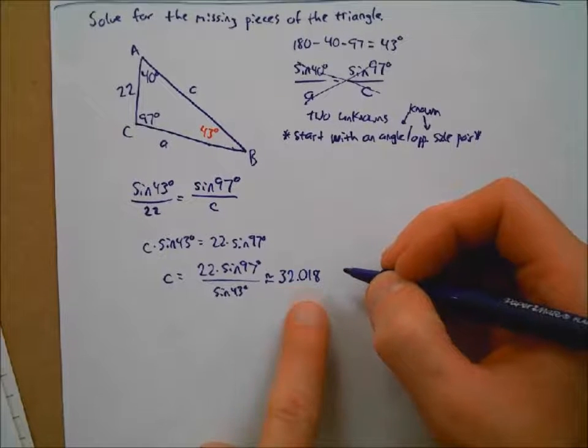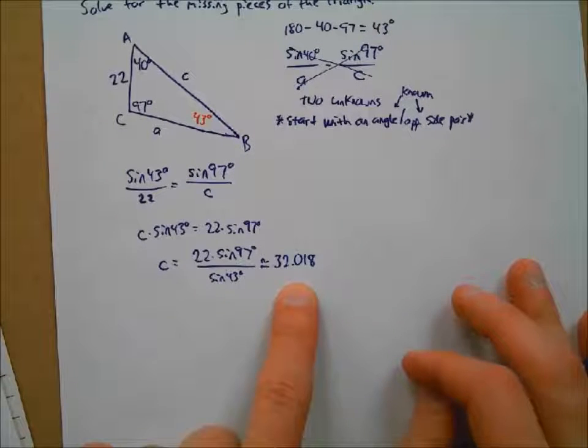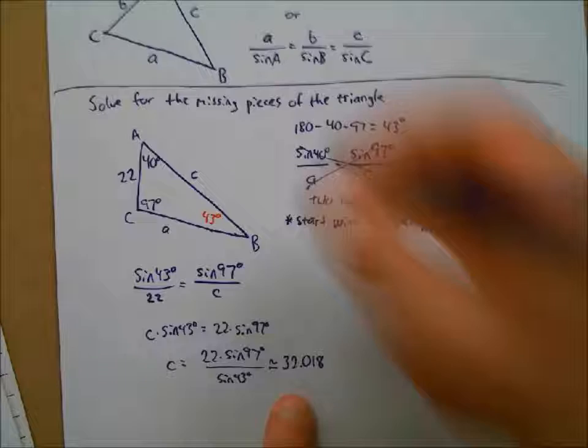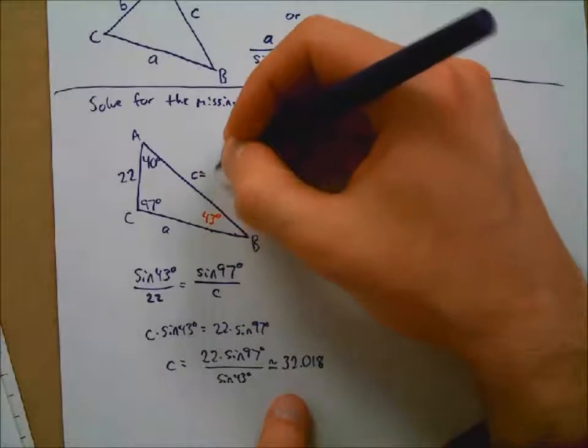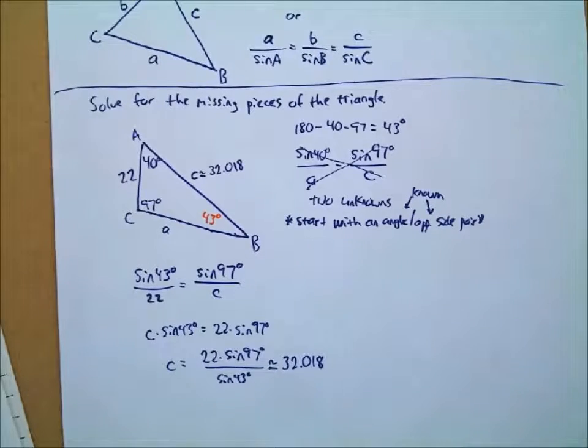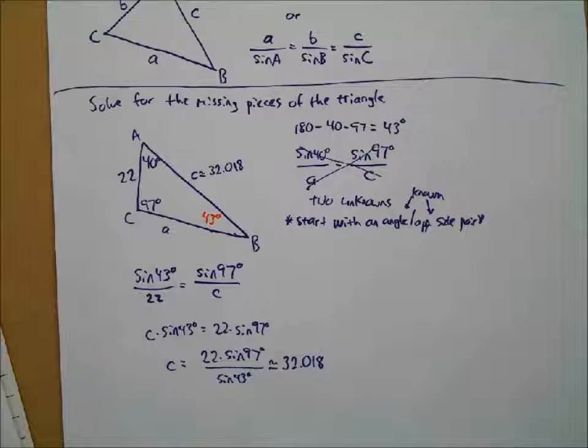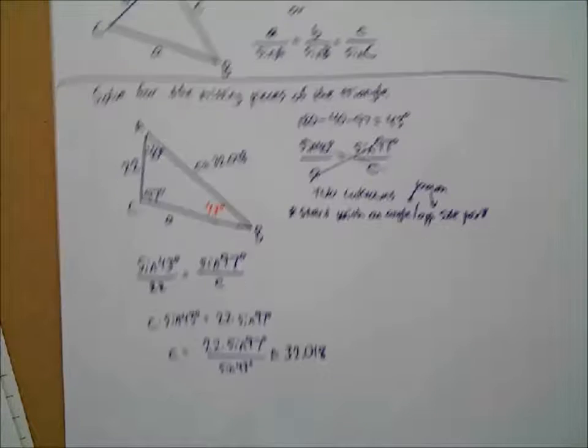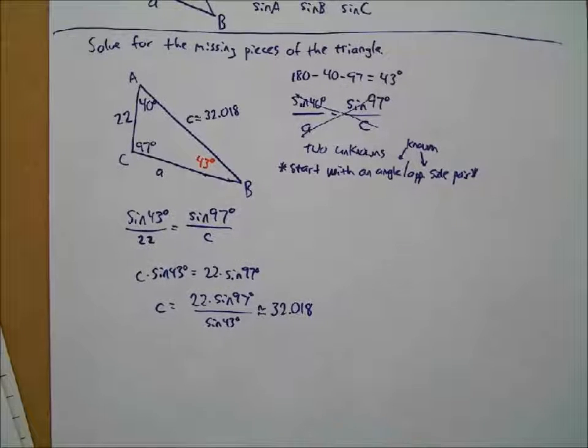Is this supposed to be in degrees? Is this 32.018 degrees? No, right? It's side C. So it's going to go right here. I'm going to put a little squiggly equals 32.018. Okay? I use 3 decimal places, mostly out of habit from teaching calculus. You can round to whatever the directions specify, or tenths place if you like, or hundredths, that's fine. But I'm just used to calculus, so that's just old habits.